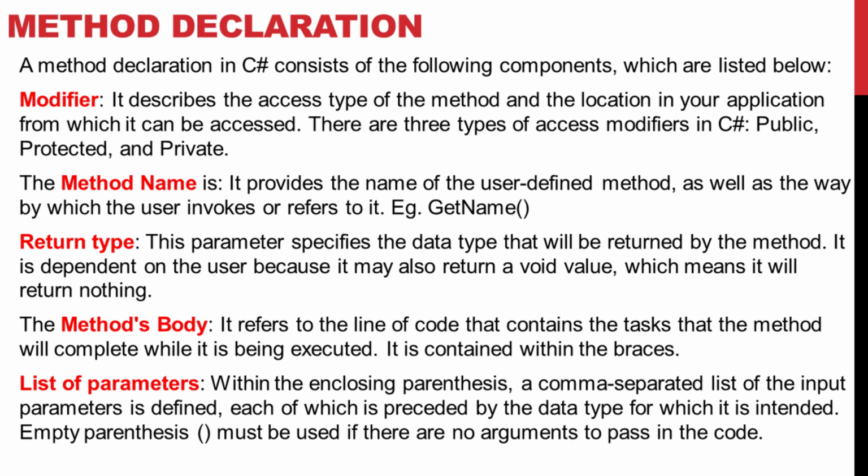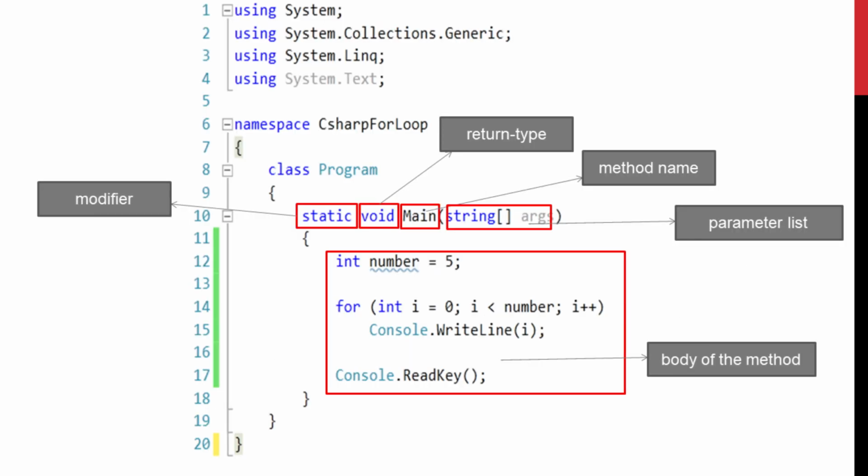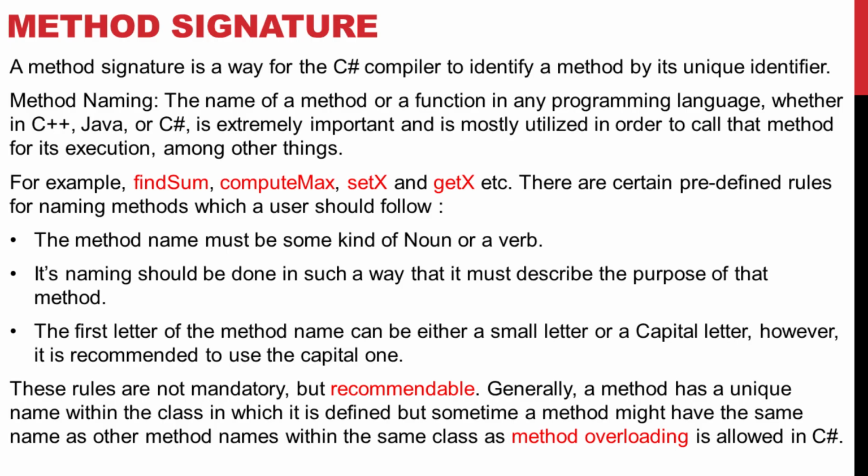The method's body refers to the lines of code that contain the tasks that the method will complete while it is being executed. It is contained within the braces. List of parameters: within the enclosing parentheses, a comma-separated list of the input parameters is defined, each of which is preceded by the data type for which it is intended. Empty parentheses must be used if there are no arguments to pass in the code. A method signature is a way for the C# compiler to identify a method by its unique identifier.